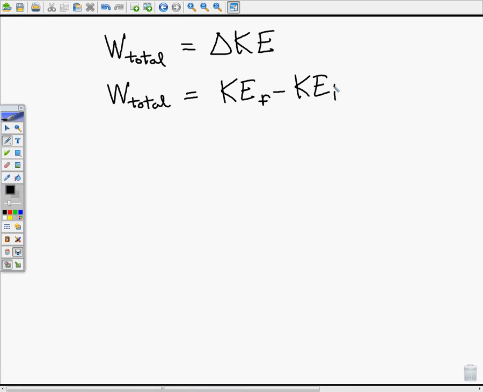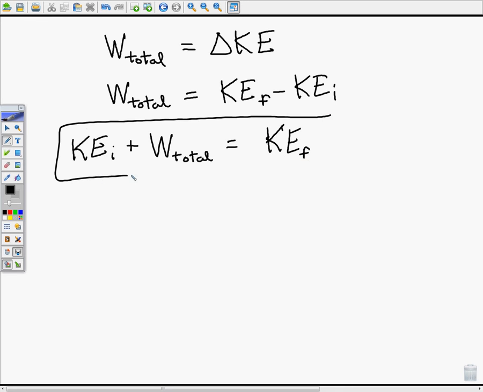Another way of writing that is add the initial kinetic energy over to the other side, and you have the initial kinetic energy plus the total work equals the final kinetic energy. You could use this formula to solve all of the work energy problems that we do. However, there's an easier way, and that's what this lesson is all about. So this here I'm going to call the original work energy formula.